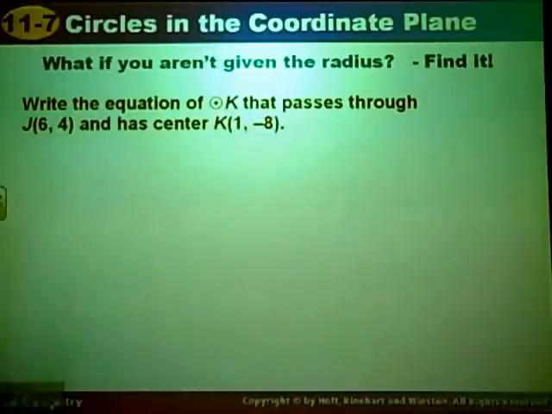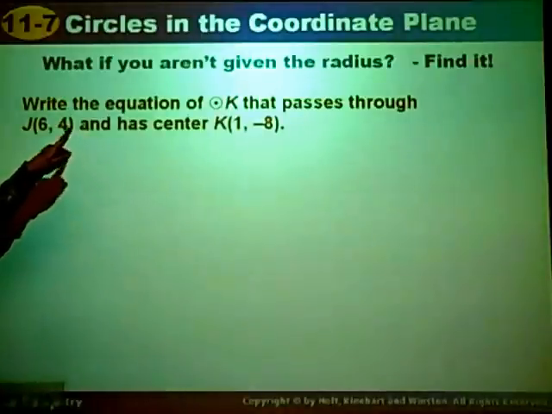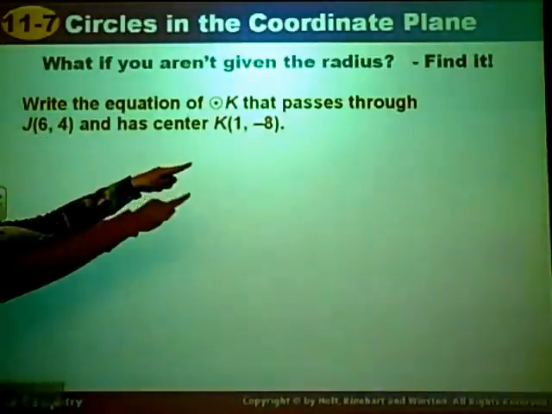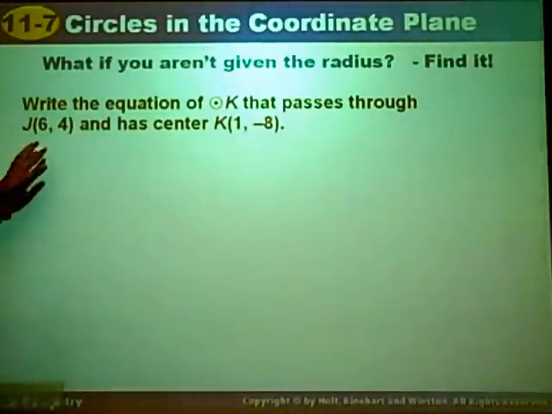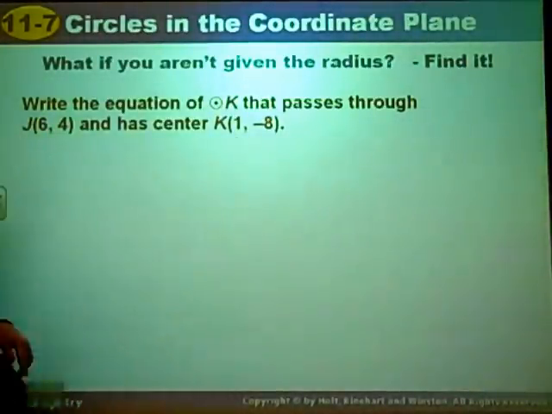Okay? Let's look at another example where they didn't give us the radius. Hate it when they don't give you the radius. But they gave us a point on the circle. Write the equation up for circle K. It passes through this point, and this is the center. Well, if we know a point and we know the center, we can find the radius using the distance formula, because we've got 2 points.